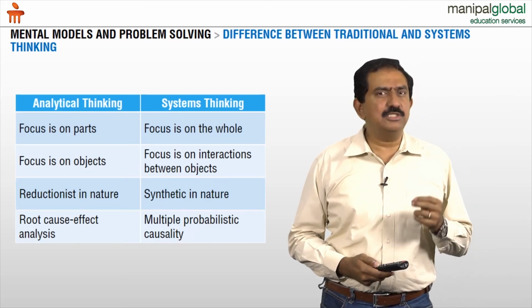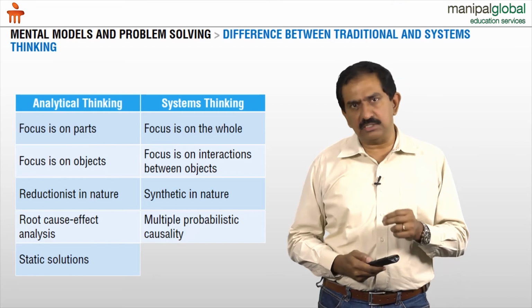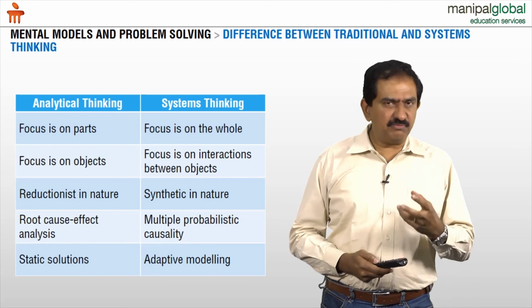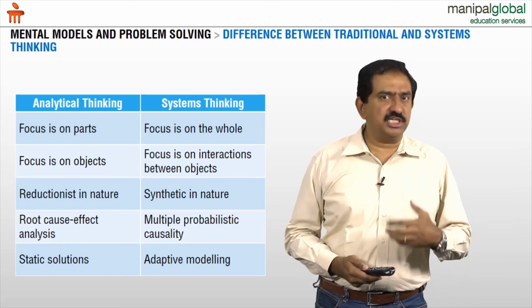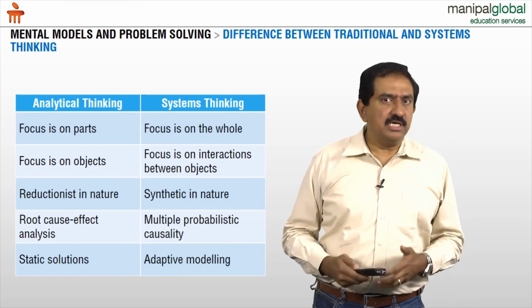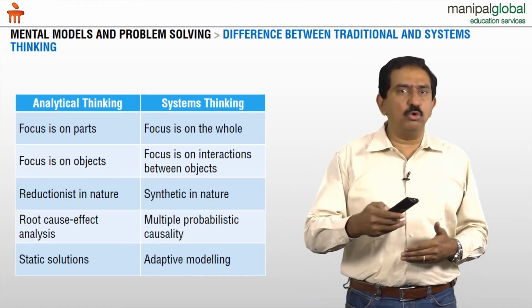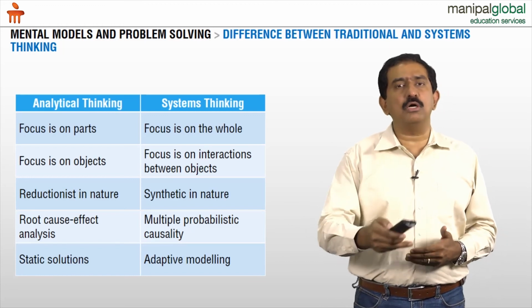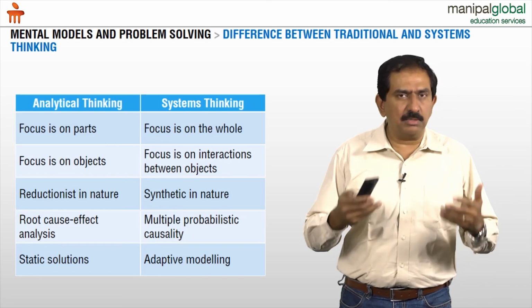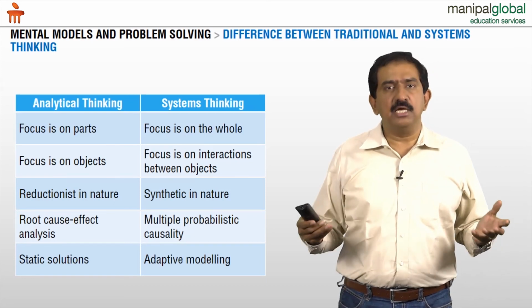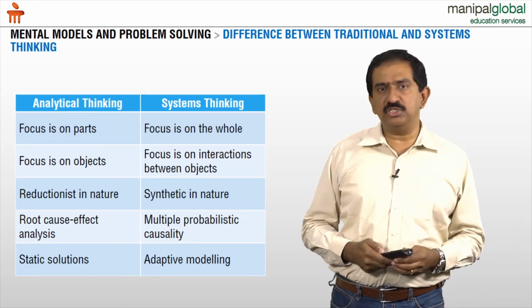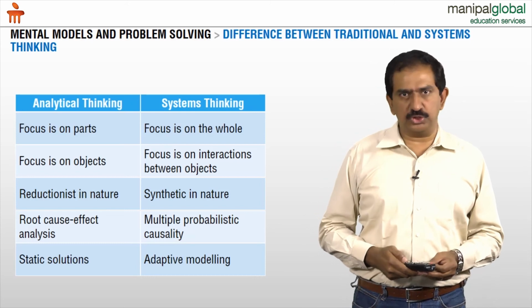Analytical thinking leads to a static solution, whereas in systems thinking, you come up with an adaptive model. An adaptive model that changes with time, that changes with events, that changes with the environment. And obviously, systems thinking then leads to a more permanent fix, a more long-lasting fix. A systems thinking approach helps you understand all the subsystems and all the interactions between the subsystems, helping you achieve a much more robust solution.